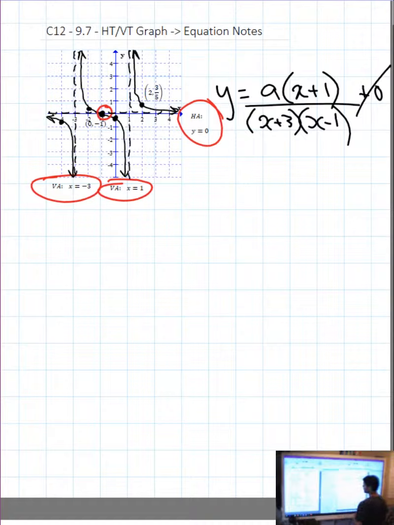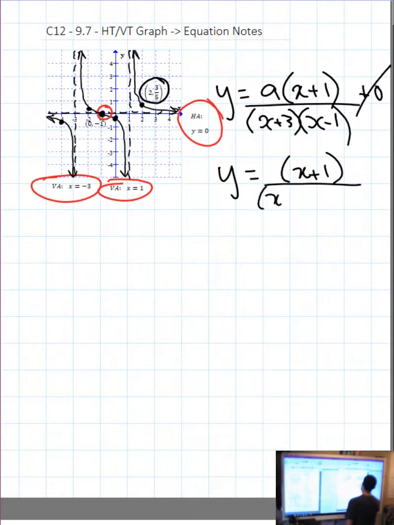In the notes, as you can see, we've substituted the point 2 comma 3 over 5, solve for a, get our a value, and rewrite it. y equals x plus 1 over x plus 3, x minus 1, giving an a value of 1 unnecessarily.